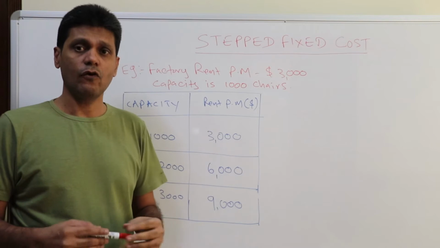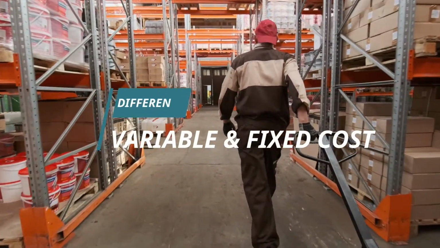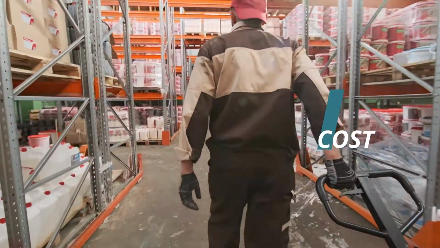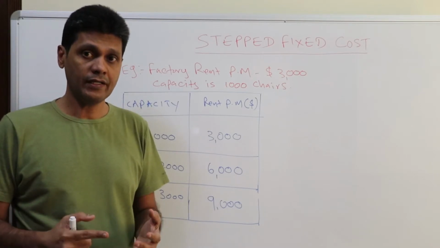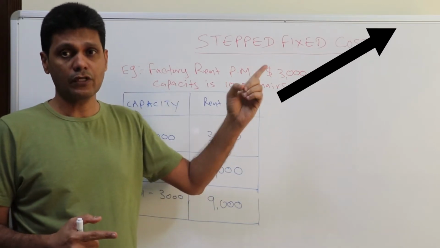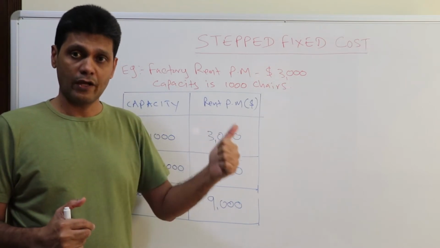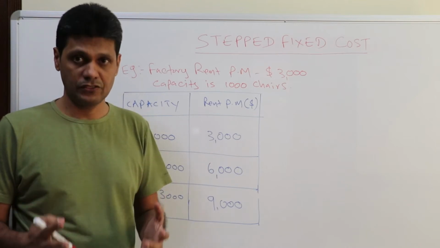In this session I am going to discuss step fixed cost. Before I move on to this particular topic, I have already discussed the difference between variable cost and fixed cost and the cost behavior patterns of those two costs. I have already made a video on that, so I have given the link above on the top left corner. First of all, you can watch the video, then you can come back to this session for better understanding.